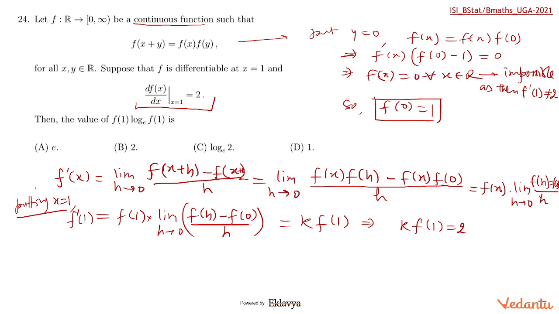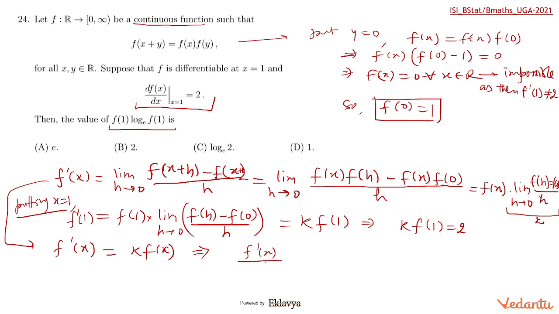Now coming back to what we have to find. So f dash x is basically this, and this k is the same quantity, k assumed. So this is k into f x. What we have to find is f 1 into ln f 1. From here you can integrate, taking f dash x by f x first and integrating, k comes.